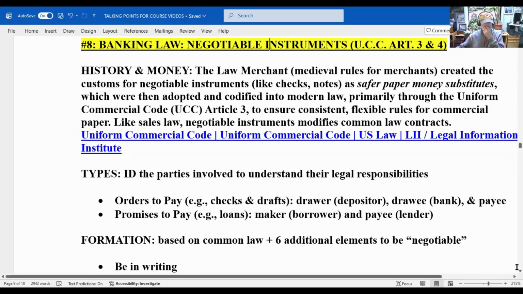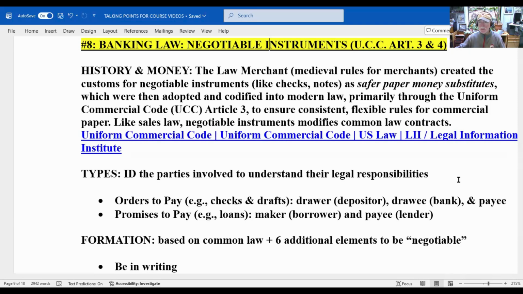So with negotiable instruments, it's important to understand that common law contracts is still relevant. Whether it's a check, an order to pay, check or draft, or a promise to pay, like a loan, you still need to be aware of the requirements for a legitimate contract under common law, which is legality, capacity, the agreement itself, offer and acceptance, and consideration.